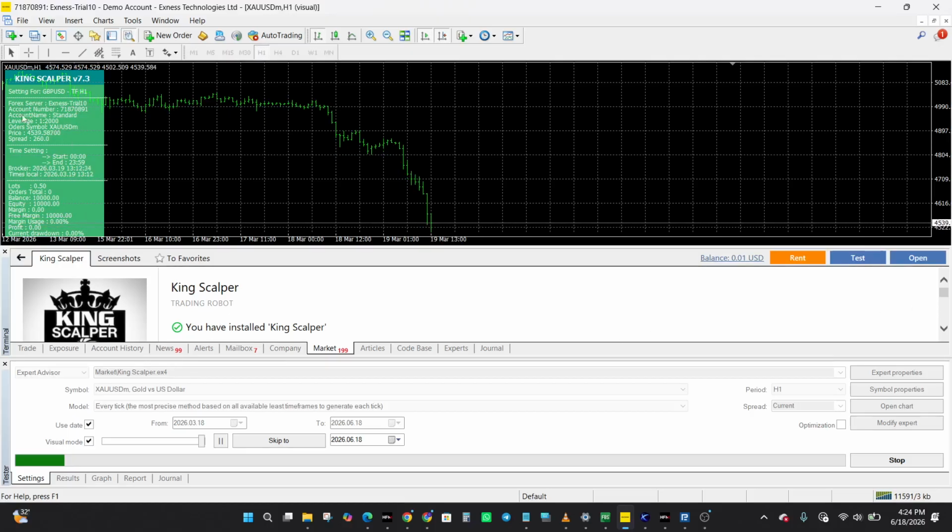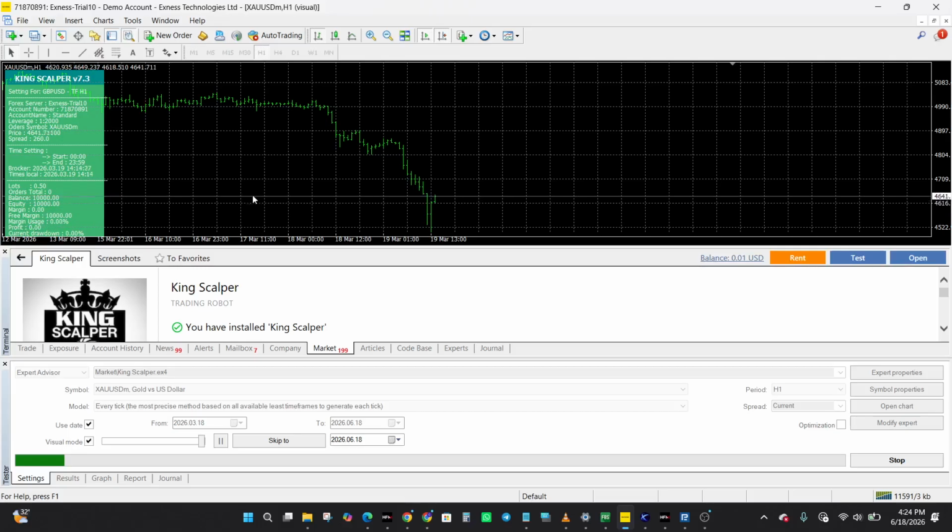Here on this dashboard, we can see the Forex server, the settings for the GBP USD timeframe H1, account name, account number, leverage, orders, price, spread, the time settings, and all of that, lots, orders, balance, equity, margin, free margin, margin usage, profit, and current drawdown. So it's nice to see those details displayed by the side as the EA does its job.